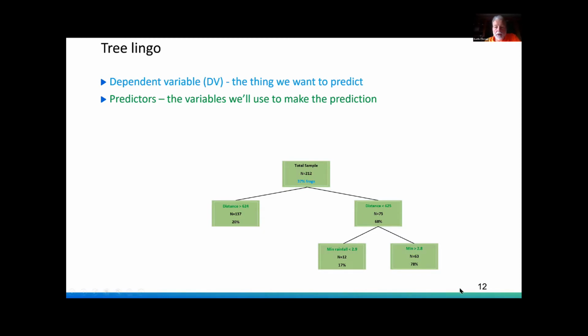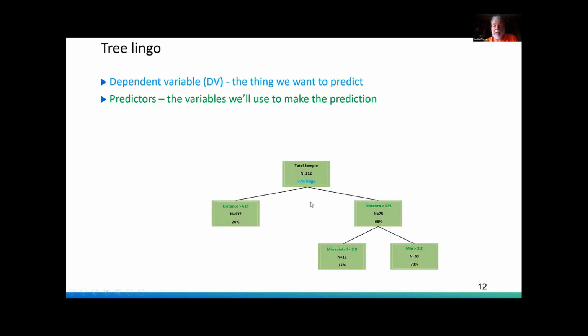And as we go down the tree, you can see that as we're splitting our sample into smaller groups here, we've got a group here that's 137 locations that has a 20% frog incidence only, and another group with 75 locations that has a 68% frog incidence. So that's our dependent variable, and we want to see it become as discriminating as possible as we move down the tree. And then we've got some predictor variables.